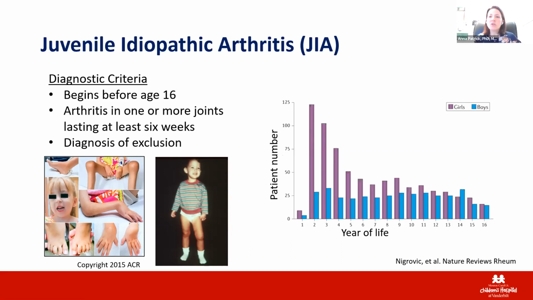So here I'm showing 2 pictures of children with JIA, which highlights the wide range of disease severity. Shown on the right is a graph with patient number on the y-axis and age of diagnoses on the x-axis. Girls are the purple bars and boys are the blue bars. You can see that there is a peak age of onset before 5 years old. In diseases with an early age of diagnoses, like JIA, it is suggested that there is a higher genetic contribution to disease.